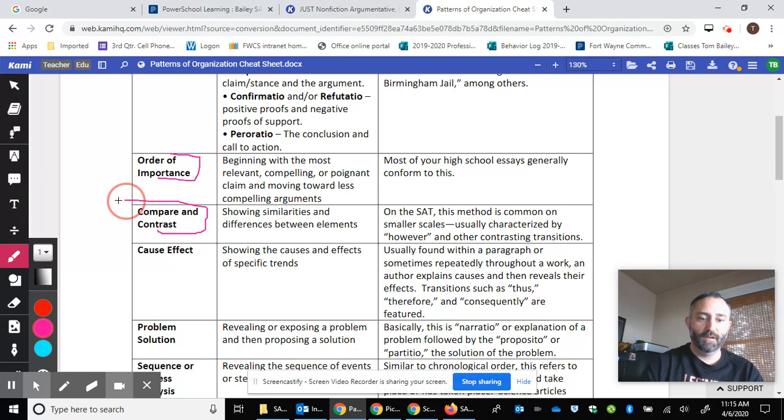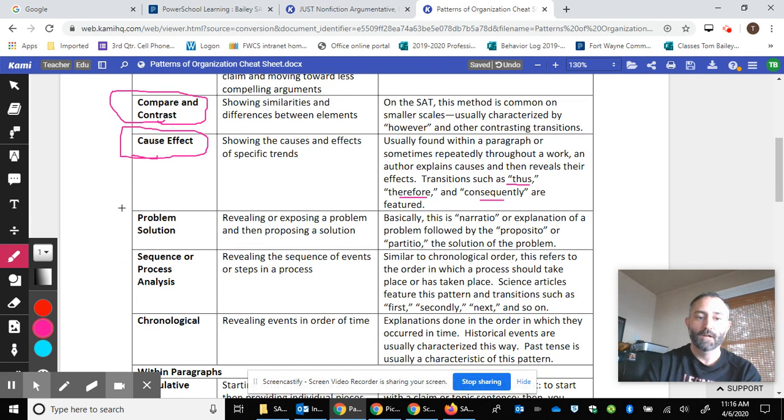Obviously, most students have heard then of compare and contrast, showing similarities and differences between elements. It's something that educators have students do on a regular basis because it's one of the high-powered methods of thinking and learning as far as strategies is concerned in classrooms. The next relationship is cause-effect, showing causes and effects of specific trends. Notice over here, there's usually keywords like thus, therefore, consequently. There's an entire family of transitional phrases that show cause-effect.